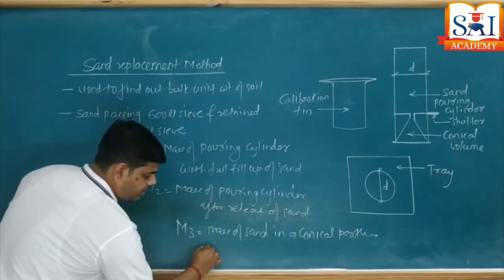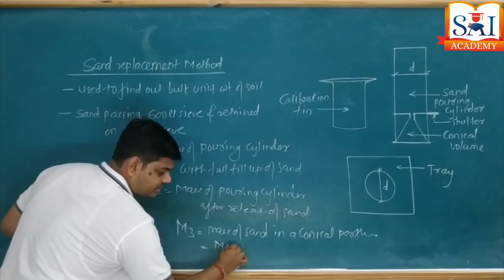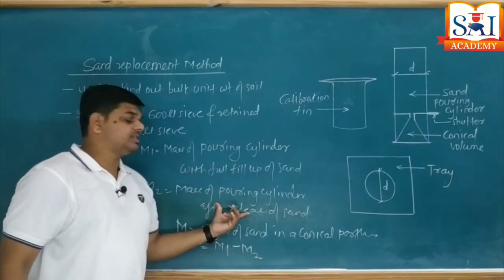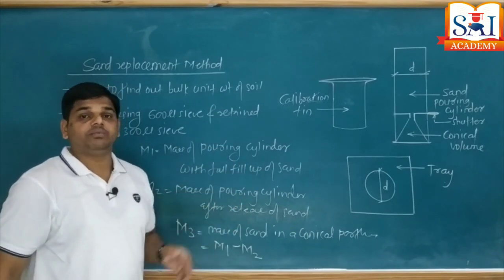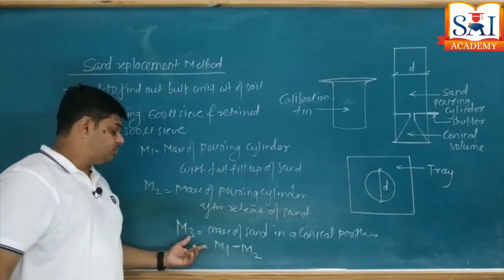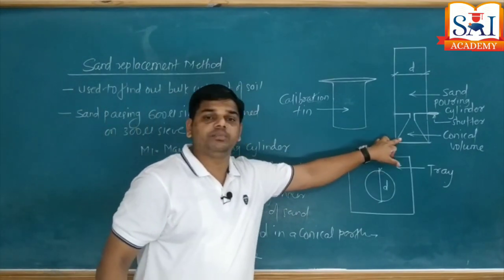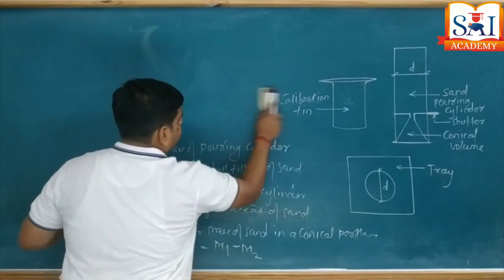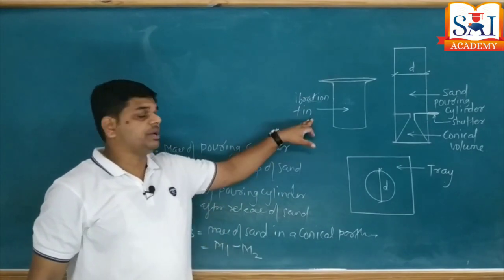Then it gives me, by doing m1 minus m2, m1 the initial mass minus the mass of the cylinder available after pouring the sand into the conical shape. Then m1 minus m2 gives me the value of what? The mass of sand in the conical portion. Now after this, let's move to the calculation of bulk unit weight of sand by using the calibration tin.